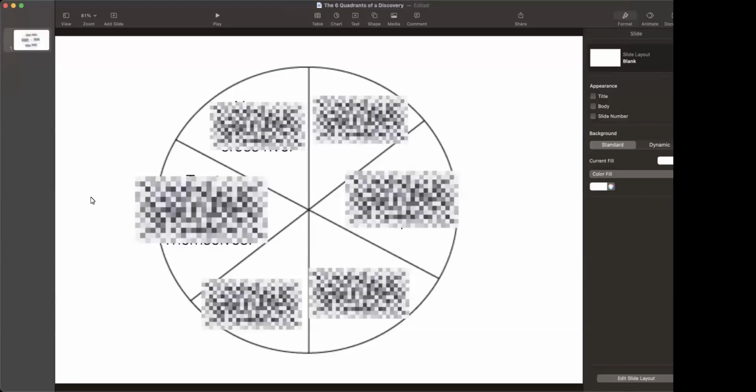All right. So what you see in front of you here on the screen is the 6 quadrants of a discovery. The name might change by the end of this training. That's possible. I'm not going to tell you why, but you may see that here in a bit. And so, all right, we got a few more people joining here.